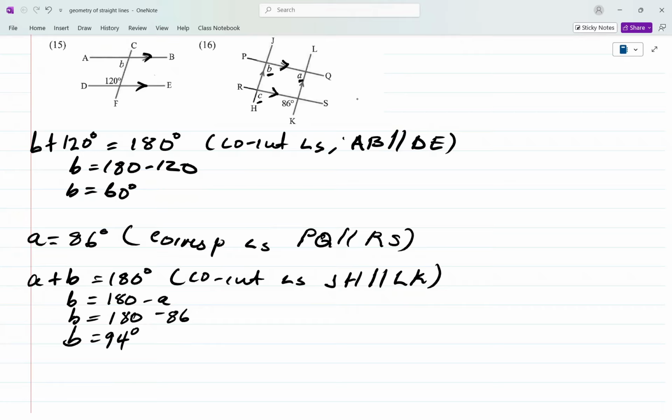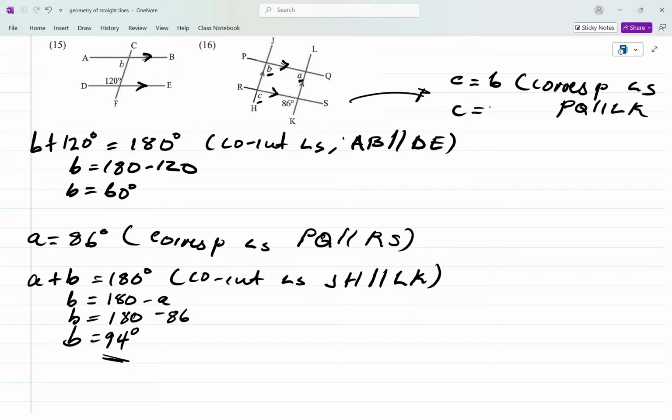And then lastly, I'll try to write C here. I'll try to squeeze in here on top. I'm going to say C is the same as B for the reason of corresponding angles, because PQ is parallel to LK. And then I have calculated my B as 94 here. Then I can make C to be 94 degrees also.